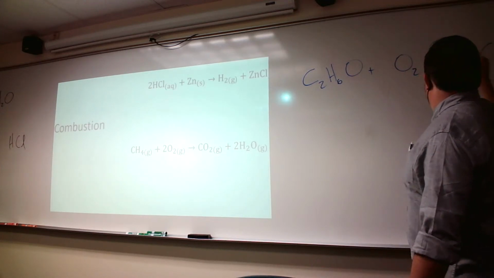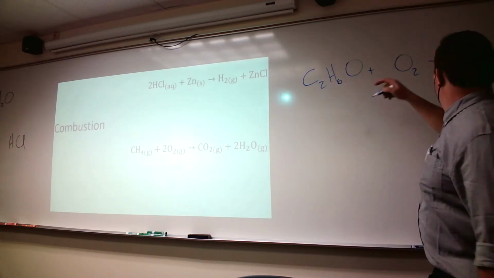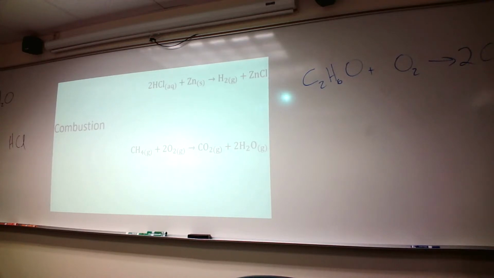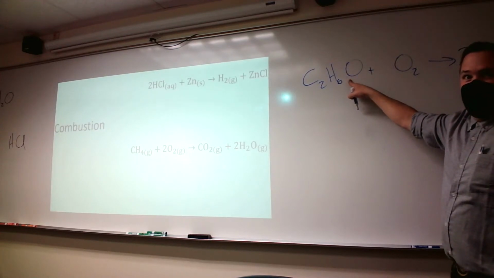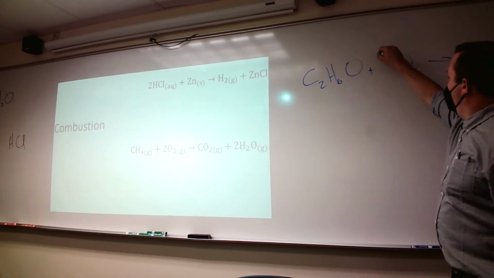But if we just start by doing the carbons and then the hydrogens, we have a total of 7 oxygens on the right-hand side, and yes, we have 1 here, so we need another 6.